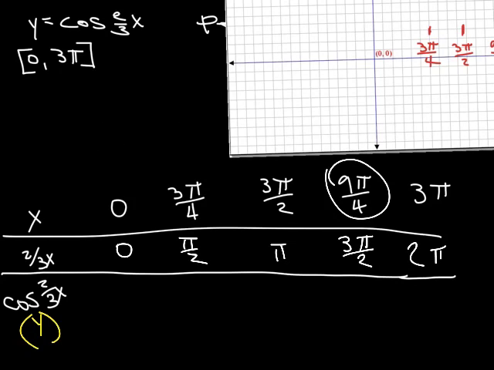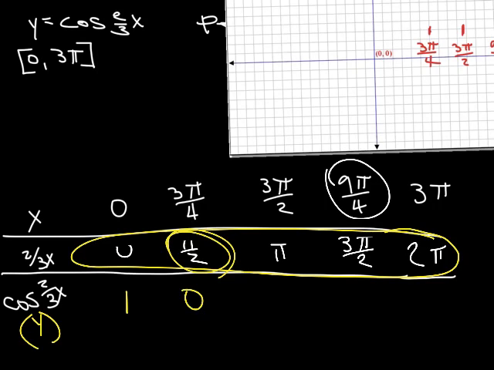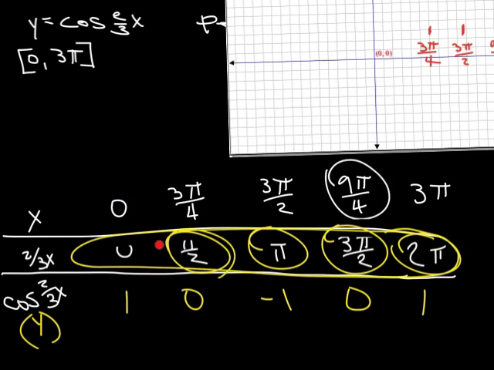Now, in order to find my y value, I plug each of these in and take the cosine of it. So I take the cosine of 0, and I get 1. I take the cosine of pi over 2, and I get 0. I take the cosine of pi, and I get -1. Cosine of 3 pi over 2, I get 0. Cosine of 2 pi, and I get 1. If you do not get those answers, you're probably not in radians. So when x is 0, y is 1. Here's my x, y, x, y, x, y, x, y.